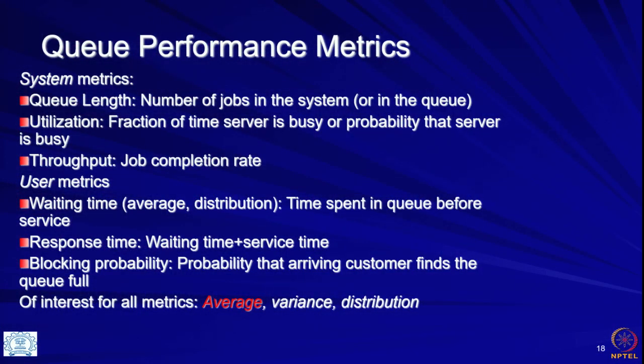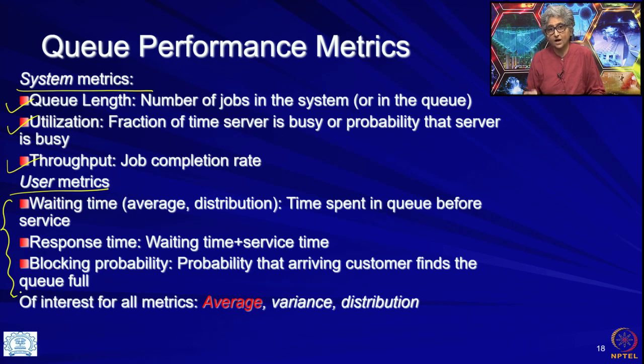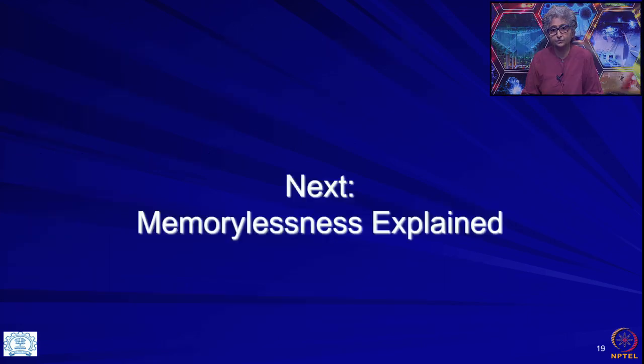This is just the same thing repeated here, to remind that the queue length, the utilization and the throughput are going to be system metrics. These are things that the system owner is interested in. Remember when we talked about system and user perceived metrics earlier. And the other ones, the waiting time, response time and blocking probability, are metrics that the actual customer will experience and can be measured by the user. So this is the classification of the performance metrics that we saw.